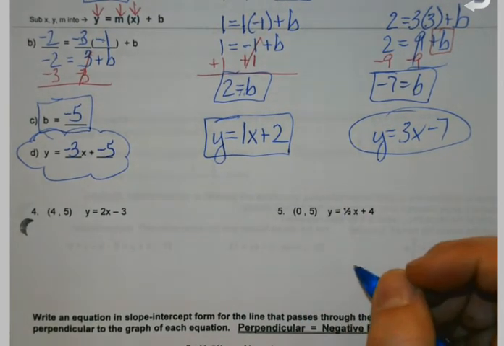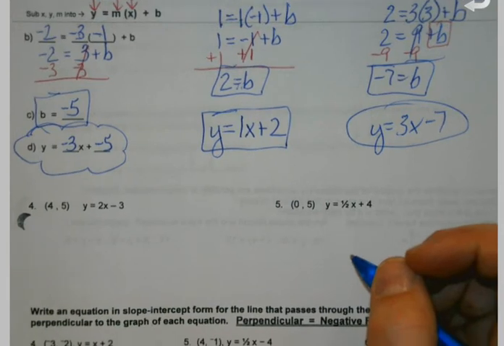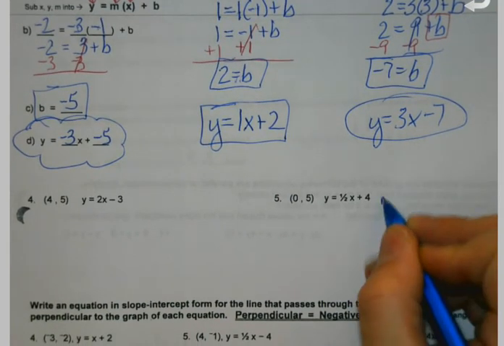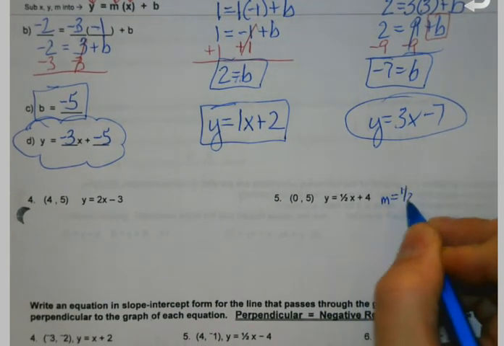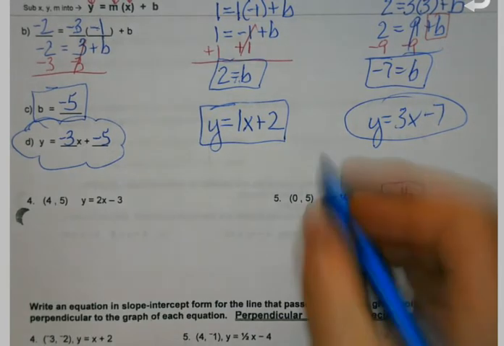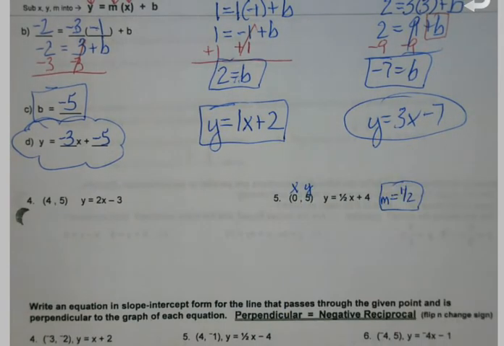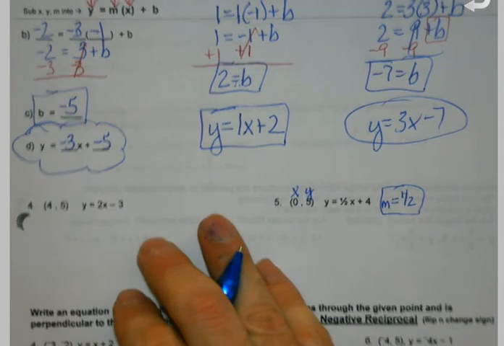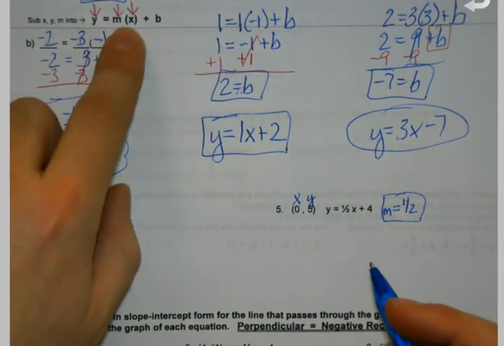What's my slope at number 5? It's 1/2. It's whatever number's in front of x. Which one did we just do? Number 3. So once I get that value in front of x, I get x and y from my point. And again, I just remind myself I'm plugging in for mx and y.